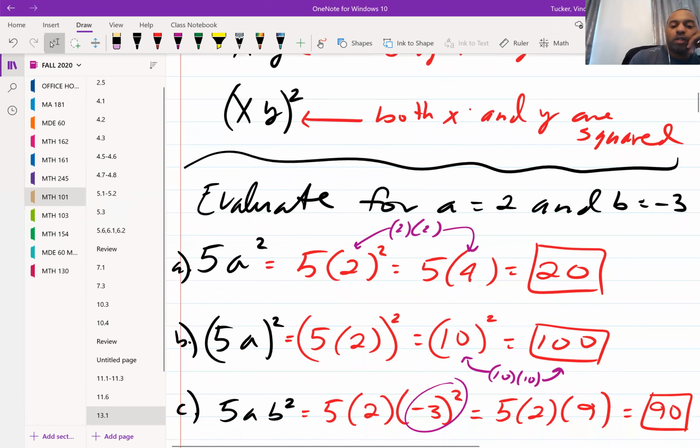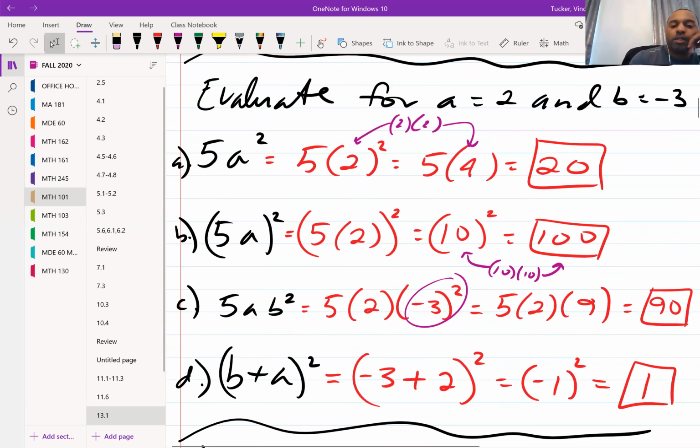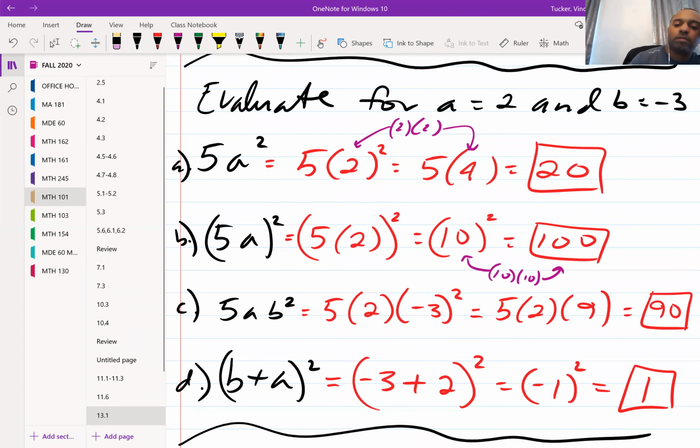All right. So looking at C and D, we have 5ab squared. So take note that only b is being squared here. So that's 5 times 2 times negative 3 squared, because we substituted 2 for a, negative 3 for b. Then we have to do negative 3 squared, which is negative 3 times negative 3, and that's 9. And 5 times 2 times 9 will give you 90.